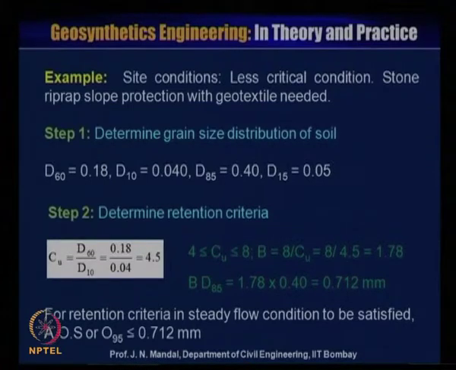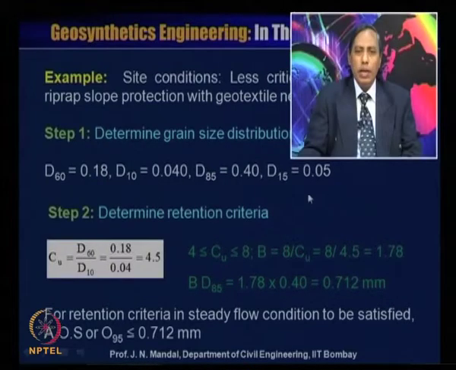Step 1: determine the grain size distribution of the soil. From it you can find D60 = 0.18, D10 = 0.040, D85 = 0.40, D15 = 0.05. You can obtain all these parameters from the grain size distribution curve of the soil.